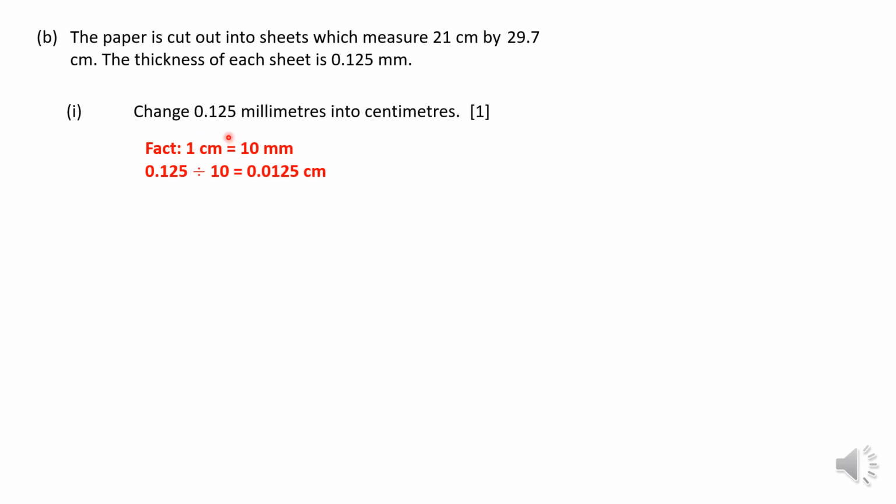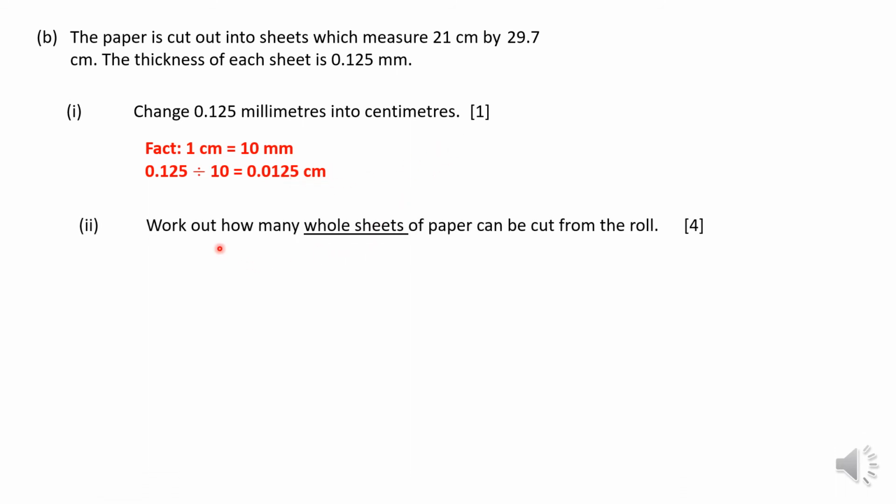All right, so when you should know that, always go back to the basics. 1 centimeter is equal to 10 millimeters. So changing millimeters to centimeters, you divide by 10. That gives you 0.0125 centimeters. That's worth 1 mark. Now here they are asking the question that I was alluding to, for 4 marks.